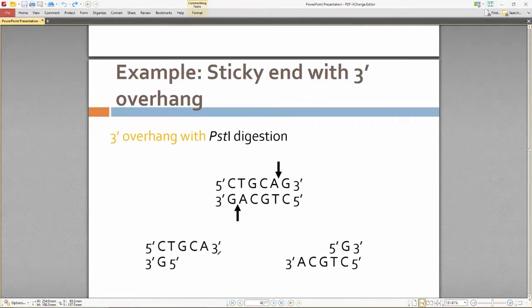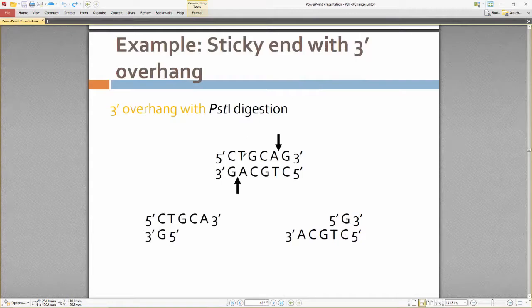Let's look at another example, a sticky end with a 3' overhang. So in this restriction site, the restriction enzyme cuts here and here, and let's look at the resulting fragments. These 4 nucleotides are once again single-stranded, so this is a sticky end. And you have a 3' overhang because the sticky single-stranded side is ending in a 3' end. So that's why we call it sticky end with 3' overhang, because a 3' end is overhanging.